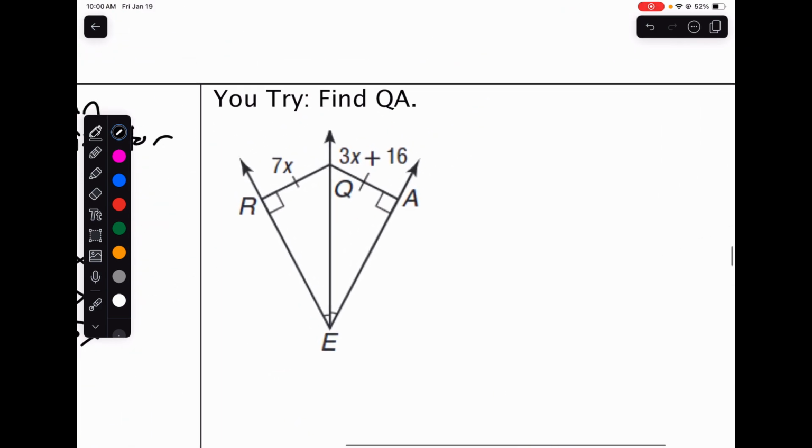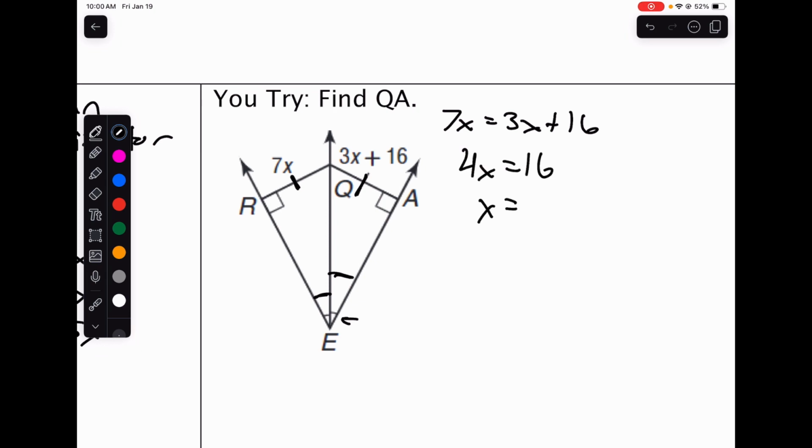Let's try this one here. Again, they didn't tell us that we have a bisector, right? But we know we have a bisector because of these little markings they did right there. Additionally, we can conclude that these are congruent because of the little tick marks as well. So we can set these equal to each other. We get 4x equals 16. We should get that x is 4. So if we're trying to find QA, we just plug that in. We get 12 plus 16. We get 28.